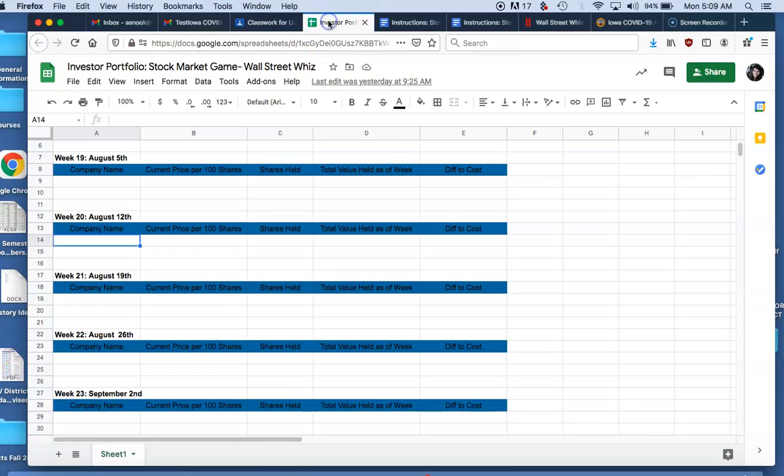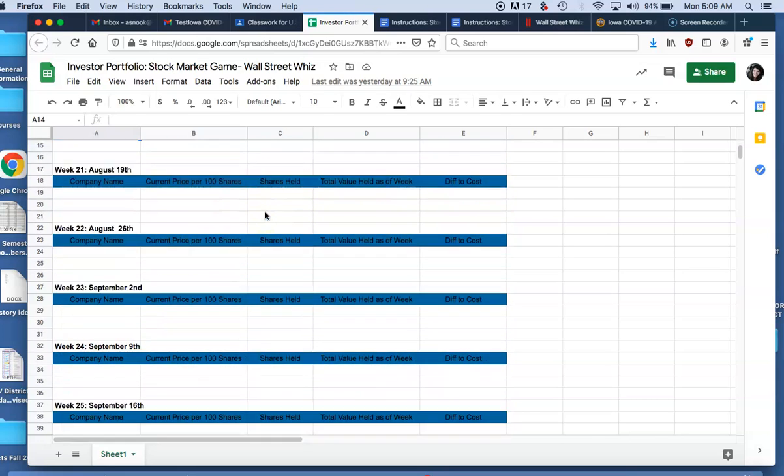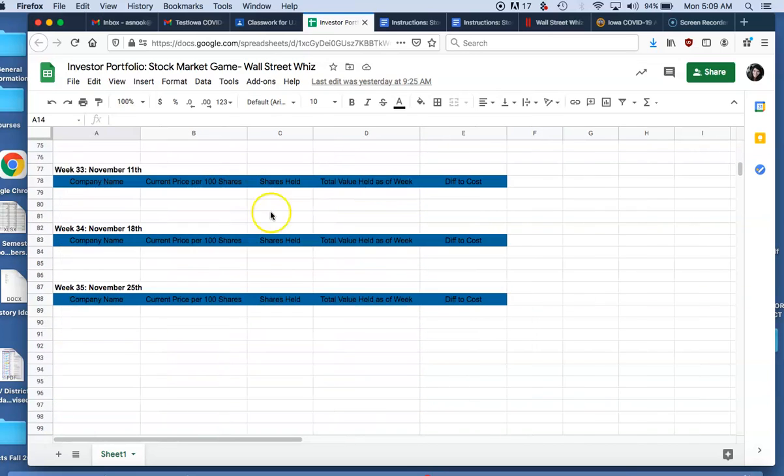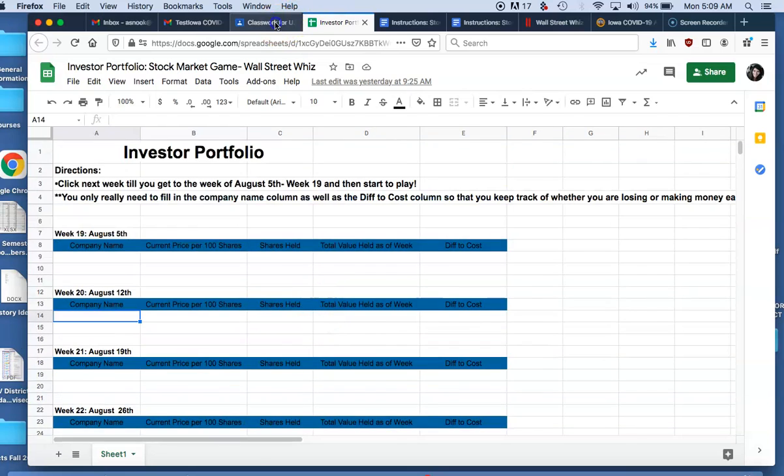So the investor portfolio, as I said, you don't have to keep track of everything. You don't have to write it all down from one week to the next as you keep those stocks. This is just a way for you to reflect a little bit, but I'm not going to go through and be marking everything or checking everything by any means.